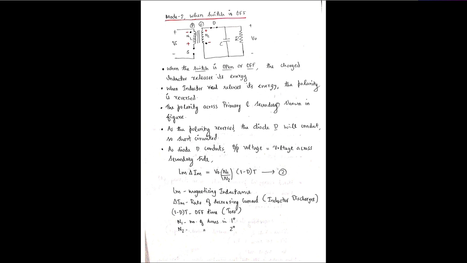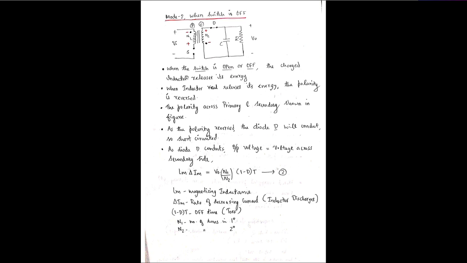Okay, so now mode 2, when the switch is off. When the switch is off, what will be happening here, the primary side will be reversing the polarity. That is, the non-dotted end will become plus and the dotted end will become minus. Similarly, the dotted end will become minus here and the non-dotted end will become plus here. As the result of this plus polarity here, the diode will be conducting. So the inductor will be discharging its energy, and it will be appearing across the load here.